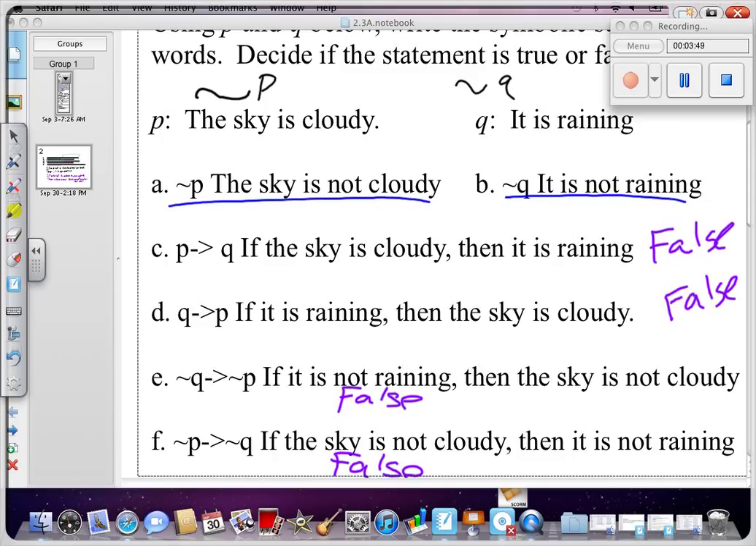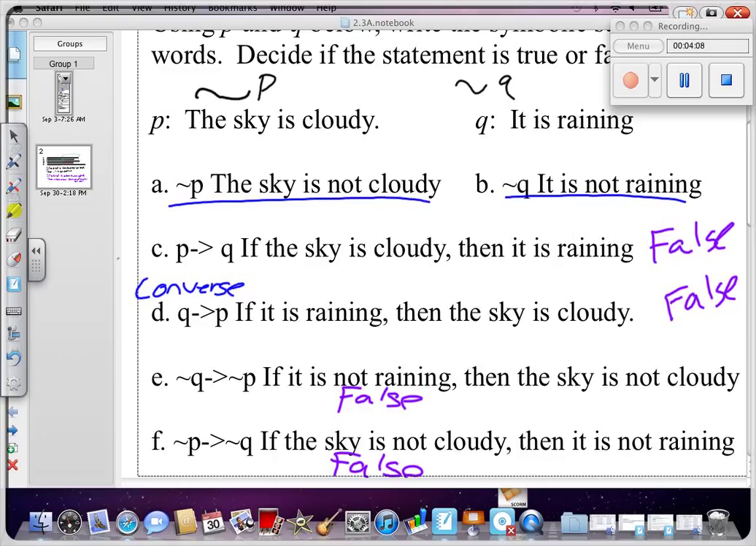Now we're going to switch Q and P. And what do we call it when we switch Q and P? We call it the converse. This is the converse. If it is raining, then the sky is cloudy.